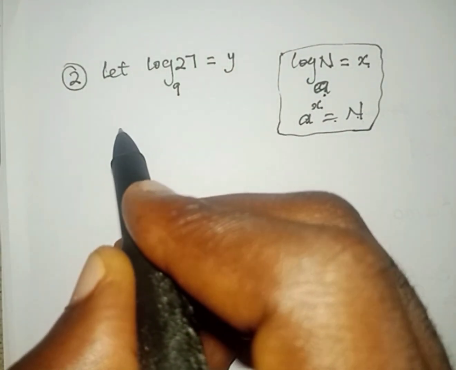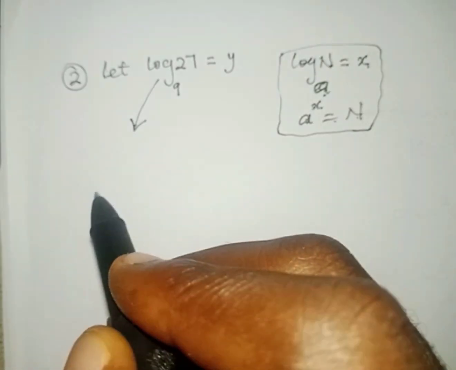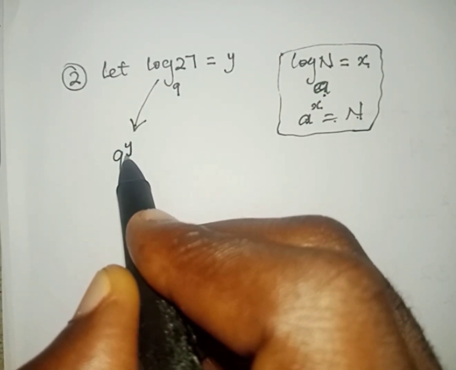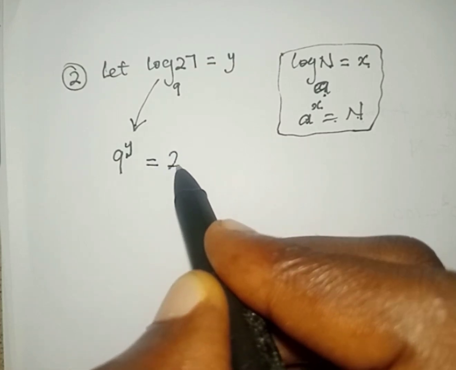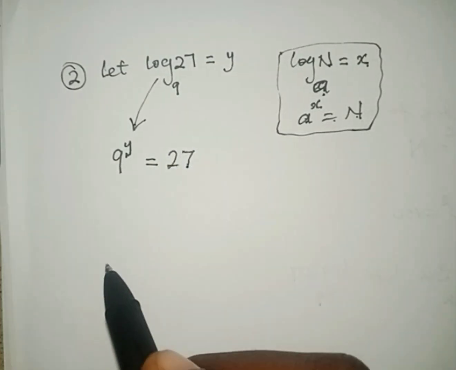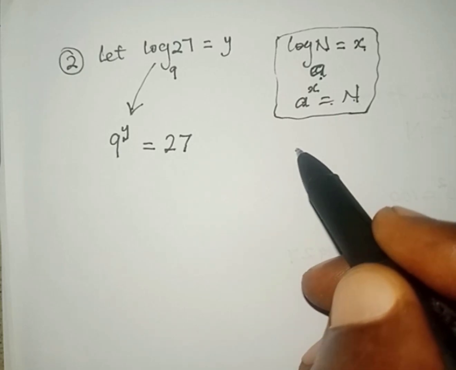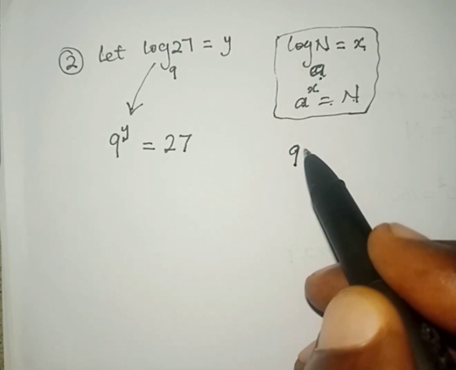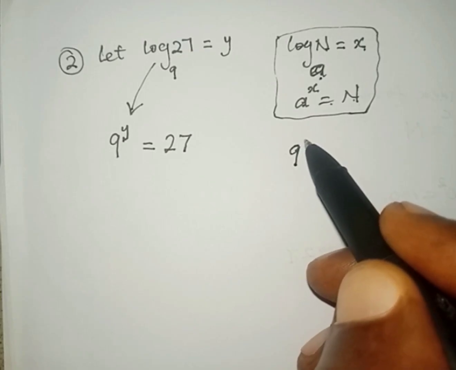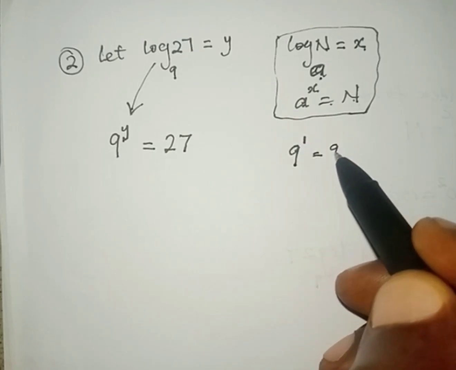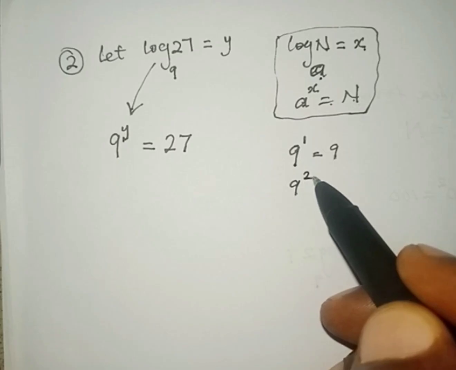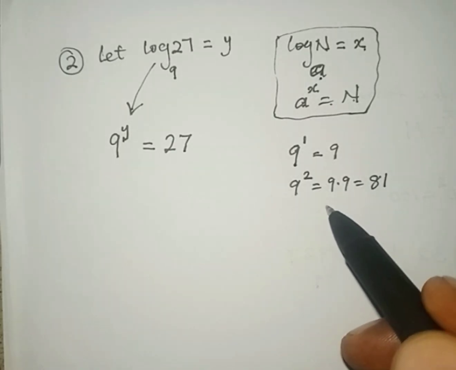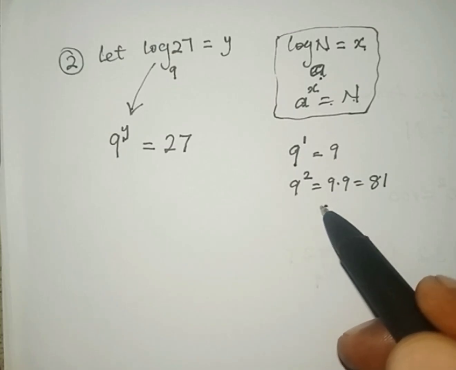So from here we say that 9 raised to power y is equal to 27. Here there is no number we can raise 9 to that gives 27. Let's say 9 raised to the power 1 is 9. If you say 9 raised to the power 2, this is 9 times 9, which is 81. So there is no number that you can raise 9 to give 27.